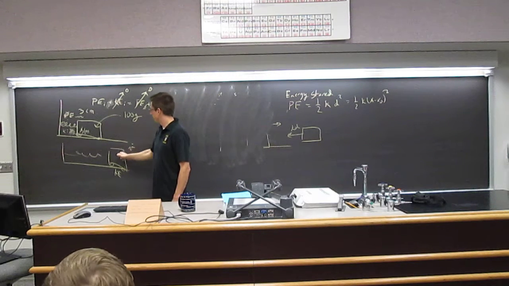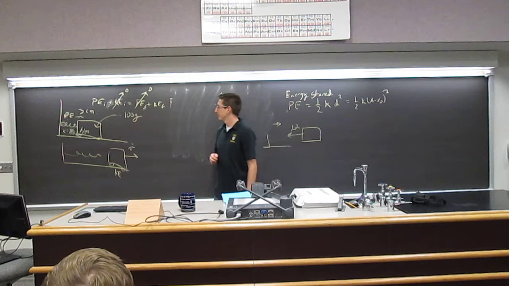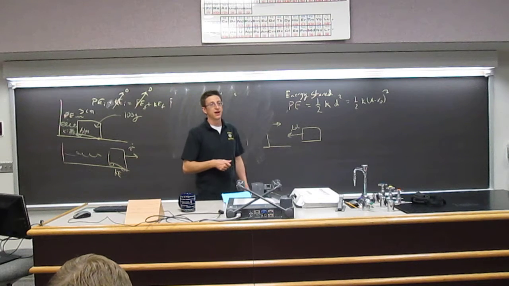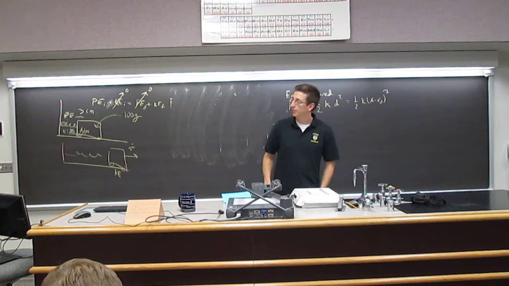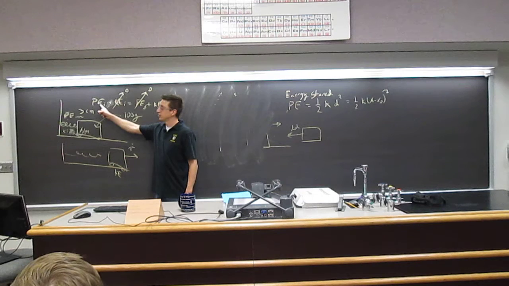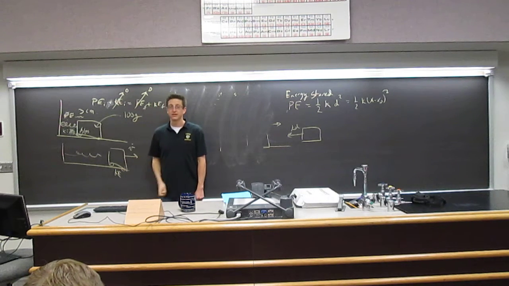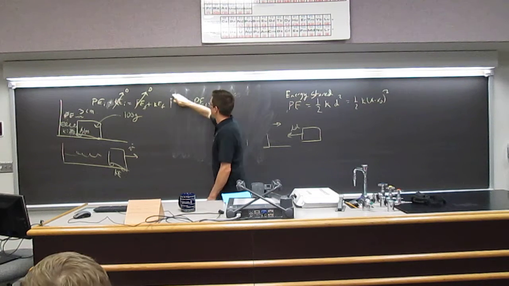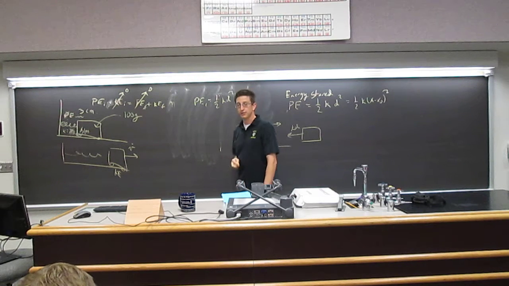How fast would this be going if I compress it 3 centimeters and let it go? How fast would this be going after I launch it? What I would do with this one is look at the initial potential energy of the spring, initial energy. What would it be? One half kd squared, right?